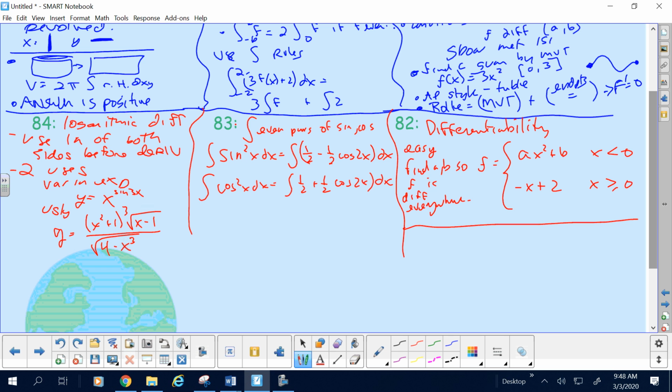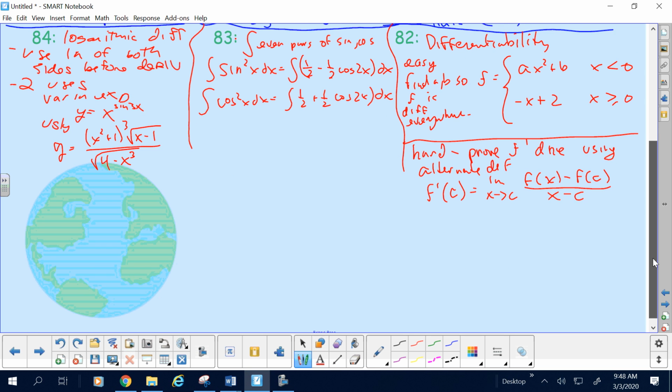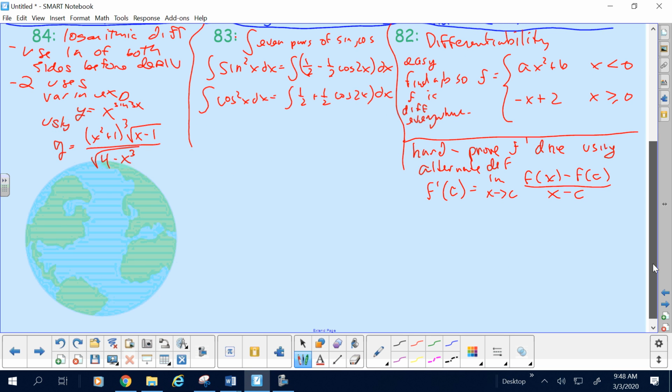The harder is to prove a derivative doesn't exist using the alternate definition. First, make sure you understand the alternate definition of the derivative. It is used for finding the derivative at a point, and it's used in this case to prove there's a sharp turn. All right. Do you want to practice a case like that anymore? Good. I think we're good.